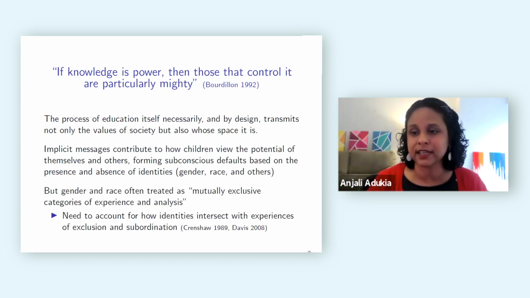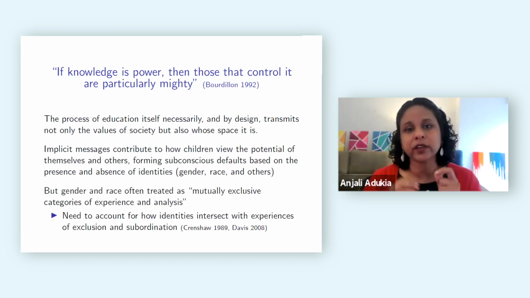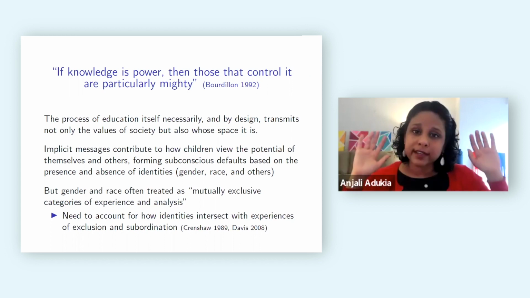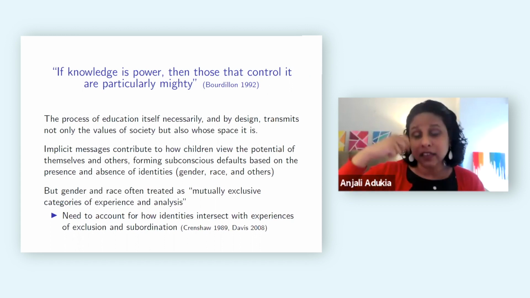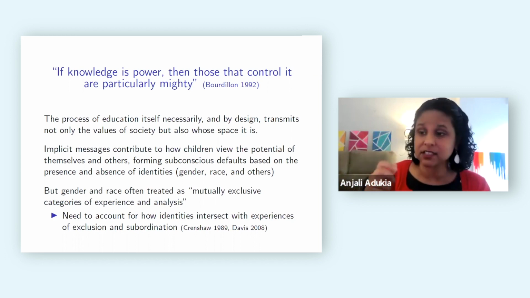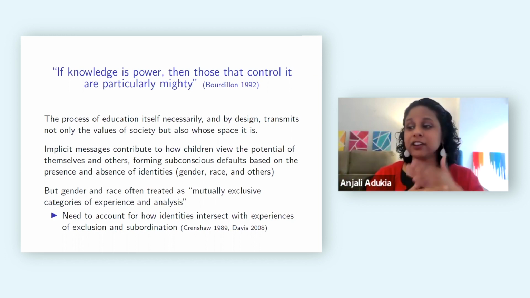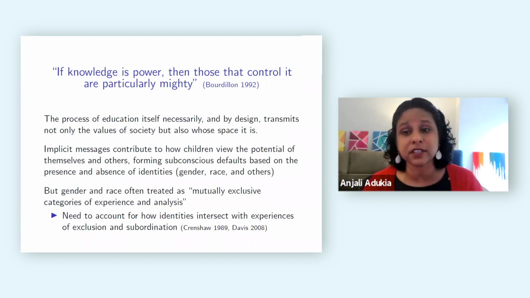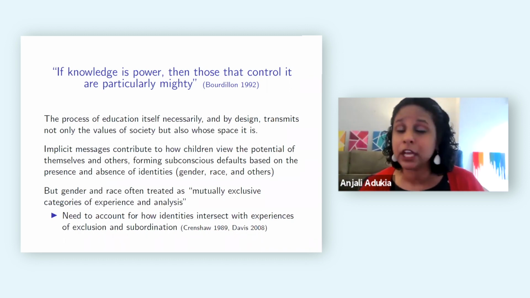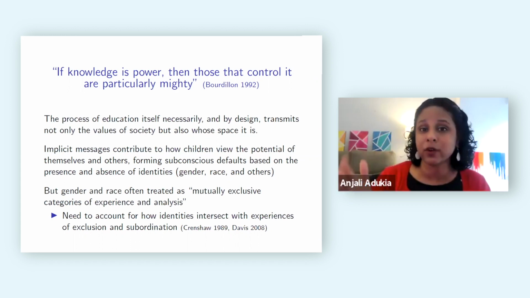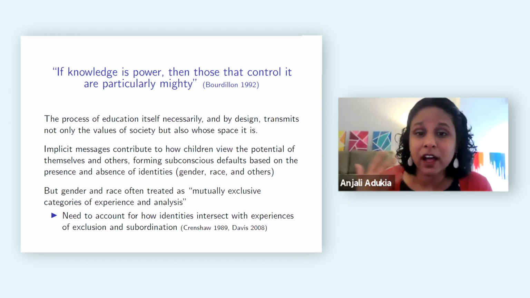race, and other identities. And it's really important that gender and race are not treated as mutually exclusive categories of experience and analysis. And it's very important within any analysis to account for how these identities can intersect with experiences of exclusion and subordination. So for example, if you're looking at experiences of women, you don't just focus on white women. And if you're focusing on experiences of people of color, you're not just focusing on males of color.